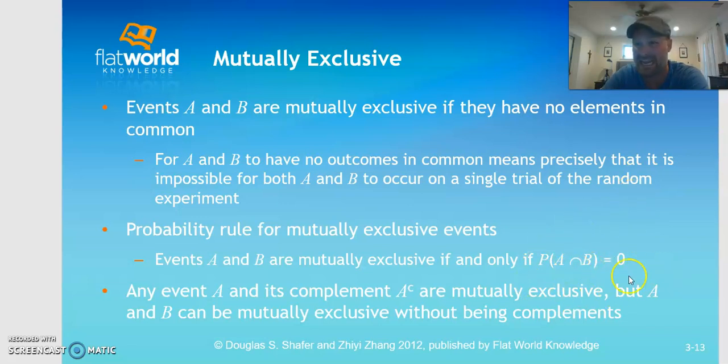See what I'm saying? You can't have A intersection B. Any event A and its complement A to the c power are mutually exclusive, but A and B can be mutually exclusive without being complements. Okay, now we're talking about the union.